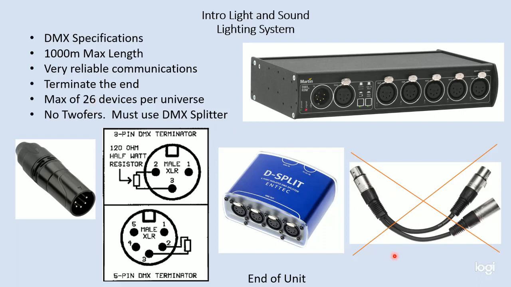DMX twofers are not allowed. We cannot split DMX signal through a simple wiring or a Y adapter. This is not allowed. It's bad. What we have to do is get a specialized DMX splitter, right? So this allows DMX to come in and then generates 5 outputs for it. This one has an input on this side and then has 4 outputs on this side. We need a specialized DMX splitter if we want to split DMX of a single universe into multiple paths.